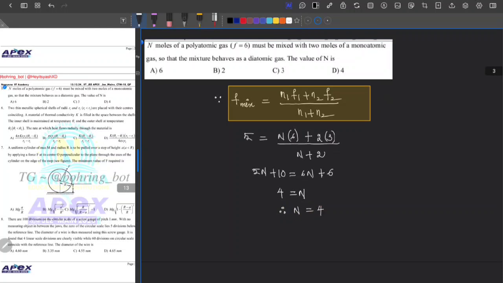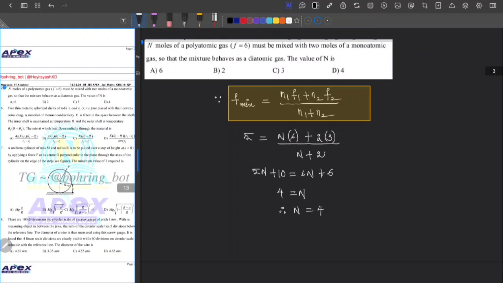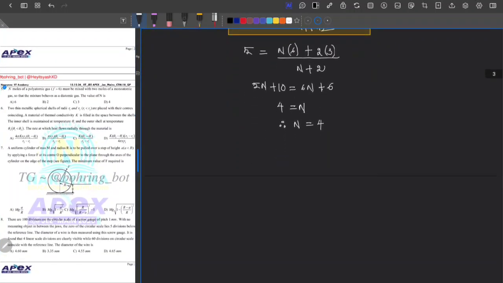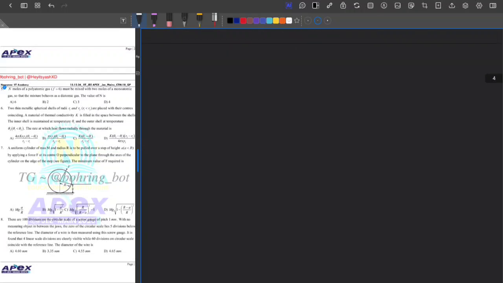That is from the KTG, right? This is the answer. Now question number 6. The question number 6 is from heat transfer, maybe conduction. Let me take out the question. This is the question number 6.